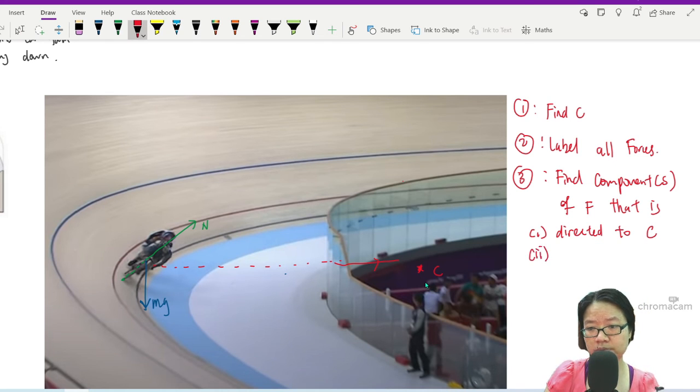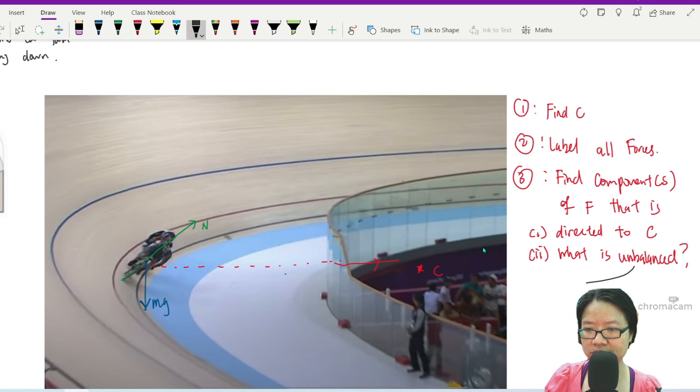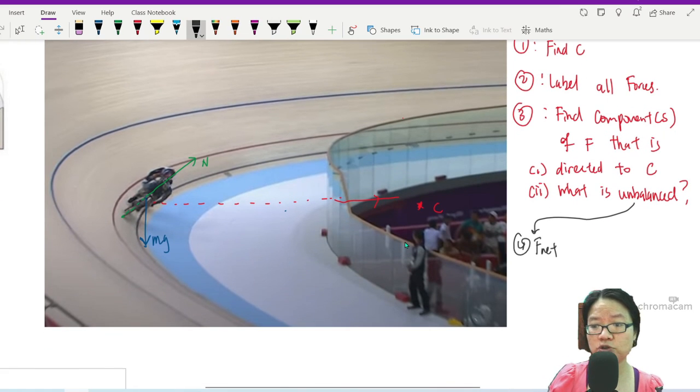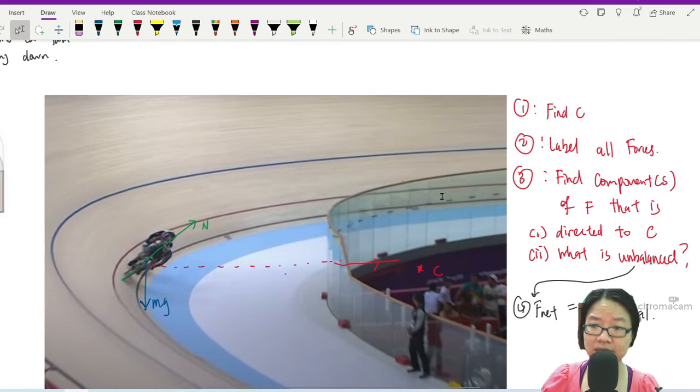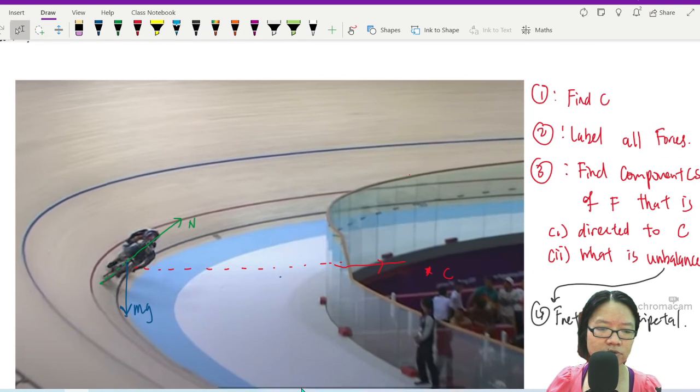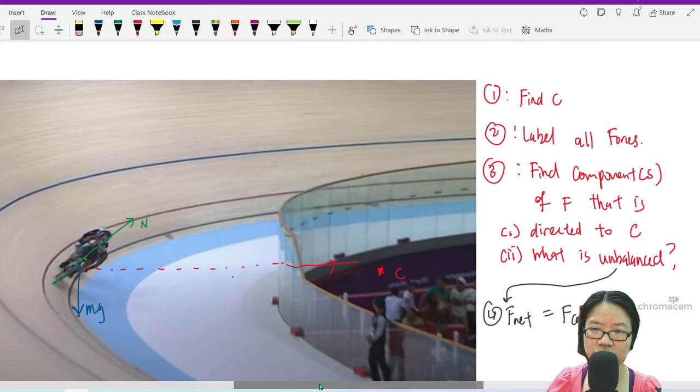Number 2, you will determine what is unbalanced. Because this unbalanced force provides net force, which is equal to centripetal force. All right, so that's the main concept, skills that you can have, because sometimes it can be a bit more complicated. Okay, so here there will be a normal force, and as we have done before, I'm going to resolve the forces acting on our beautiful cyclists.